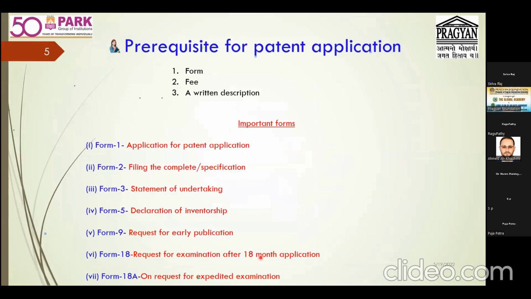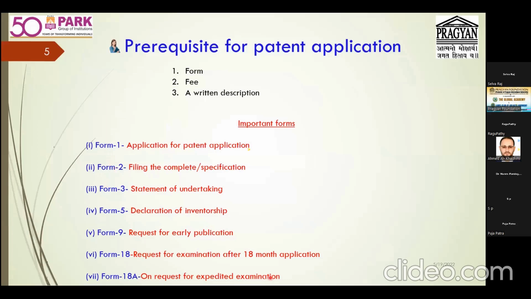So this is a prerequisite for patent applications. We should have some forms, and there may be fees for applications also. Different forms may be there. Some forms may be applicable for fees, some may not be, and some forms may be free of cost also. And a detailed written description. These are the prerequisites for a patent application. Among the important forms available in the patent office are form 1, form 2 and form 3, and these forms are mandatory for us.